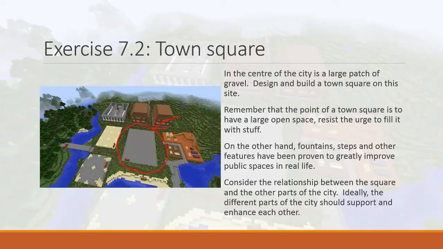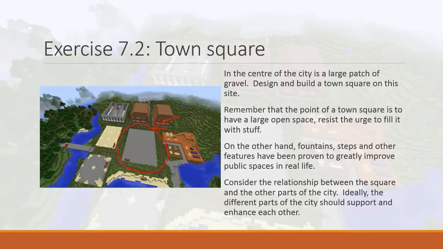But I want you to do a little bit better than that, keeping in mind the other town squares that we've looked at in this lecture. Remember that the point of a town square is to have a large open space, so resist the urge to fill it with stuff. Sometimes when you give someone a large empty space, they just put a lot of stuff in it. But remember that it's a town square, so the concept is that occasionally there are large events with a lot of people, and you really need open space to accommodate all those people.